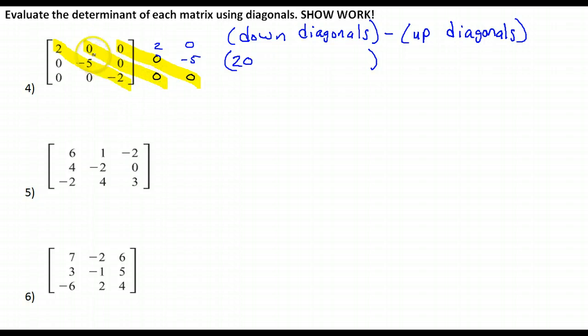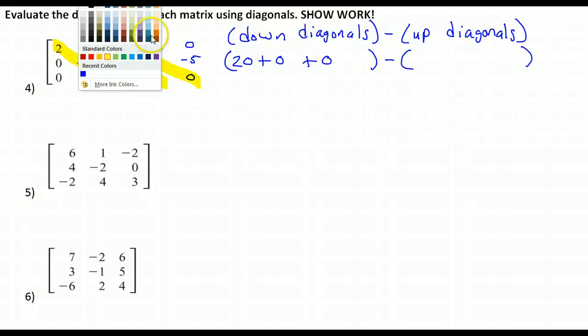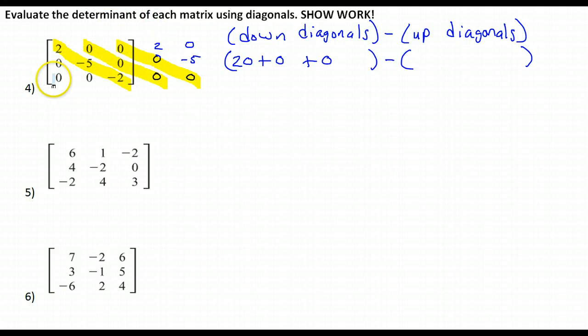Then my next down diagonal, well, I see those zeros, so that's +0. Now my third down diagonal, again with the zeros. So down diagonals, 20, 0, 0. Minus, now we have to do the same thing with the up diagonals. All right, and the up diagonals are like this. Here's 1, here's 1, and here's 1. All right, there are 3 up diagonals.